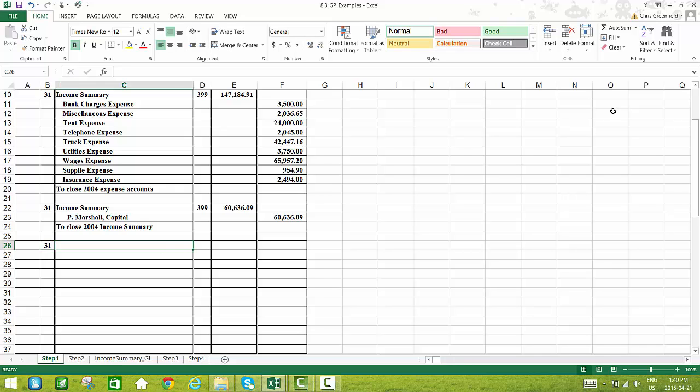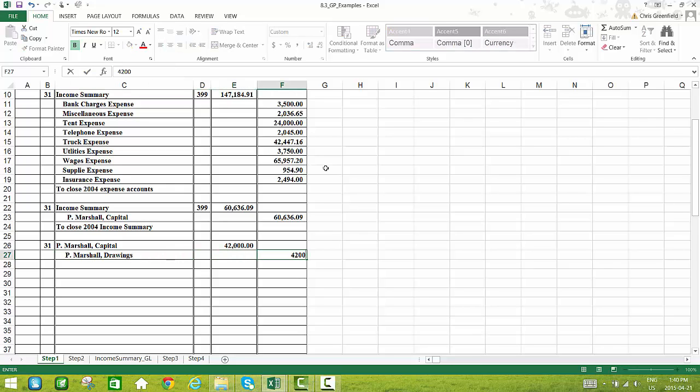31, and we are debiting P Marshall capital, and so that's for 42,000. We are, yeah, no, that's right. Debiting the capital account and crediting P Marshall Drawings to bring it to a zero because it has a debit balance. There we go. All right, so that kind of completes the journalizing of those things.